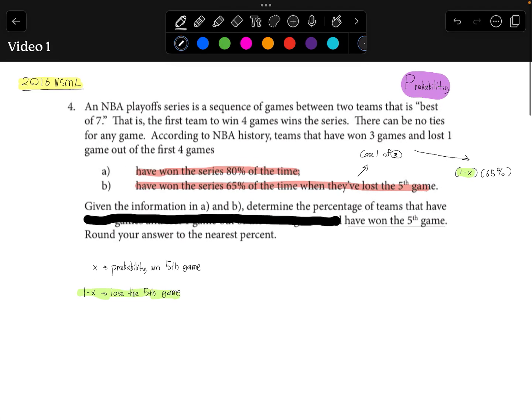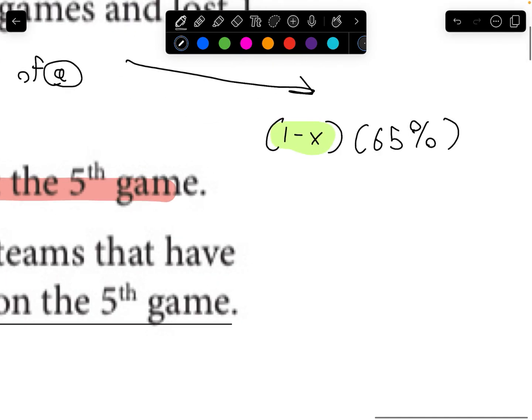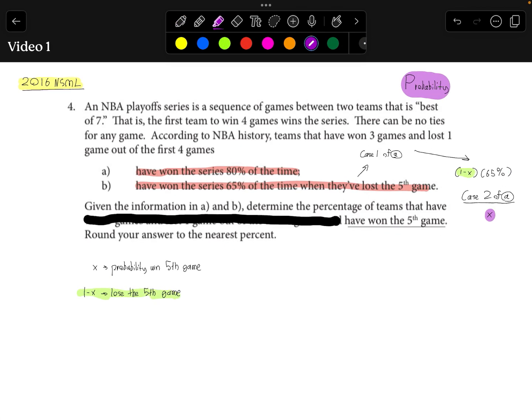What is another case here? Well, either they lose the 5th game and then win later, or they win right away, right? So case 2 is just they win right away. They win the 5th game. Well, we already know what that is. That's X, right? Because we found that out earlier. That's how we started the problem. We just labeled X the probability of winning the 5th game.